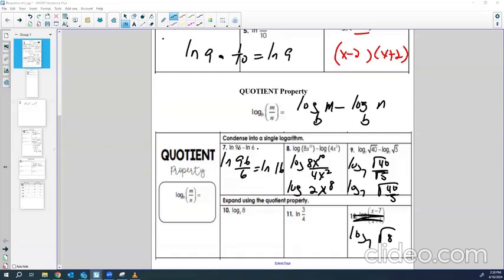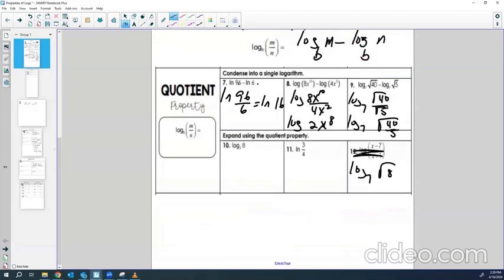Okay, let's see. Number 10. So I need to find now, when I combine 2 numbers, it gives me 8. So I have to figure out what 2 numbers when I divide give me 8. And you could use 16 and 2, 4 and 8. So there are a number of ways you can write this. I can write this as log base 3 of 8. I can write this as log base 3 of 16 minus log base 3 of 2.